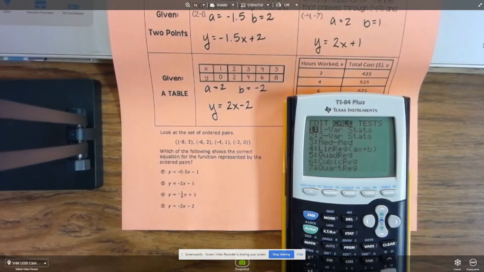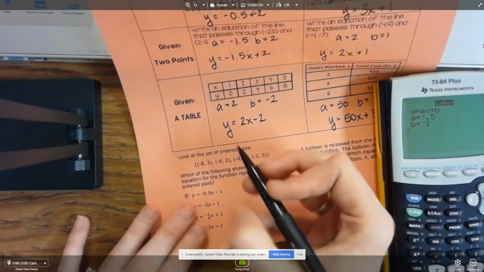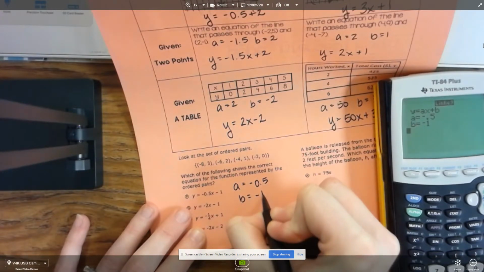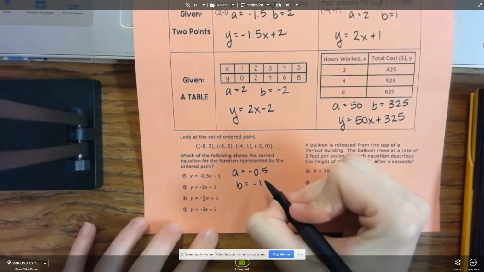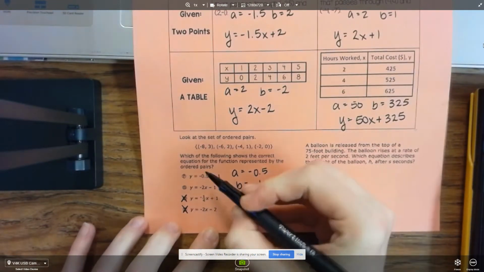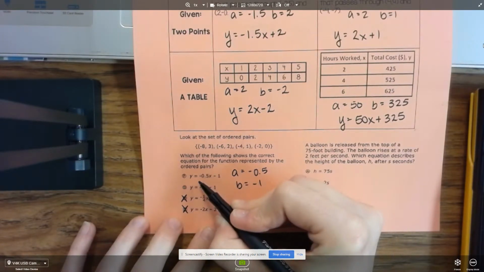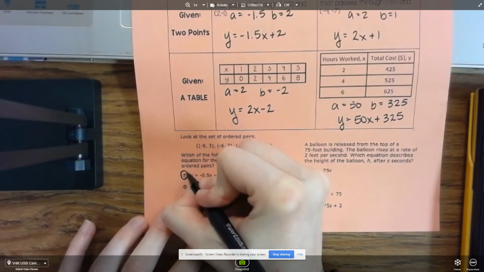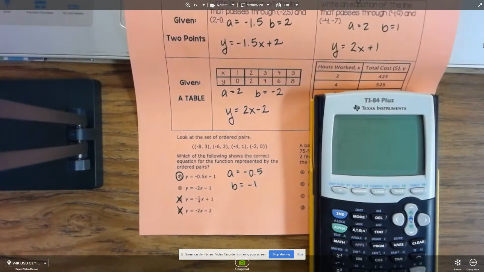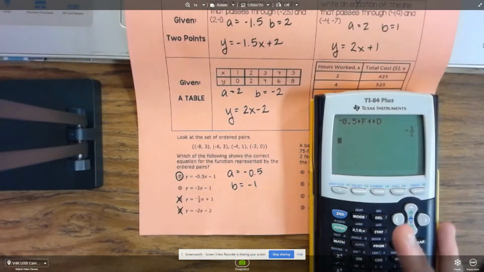And then linear regression. Okay, so I've got a equals negative 0.5, b equals negative 1. Right off the bat, I can eliminate anything that does not have a y-intercept of negative 1. And then here's the one with my slope, negative 0.5. So F is the correct answer. Also, if they give it to you in fraction form, remember in your calculator you can type the number in and alpha y4 will turn it into a fraction for you.